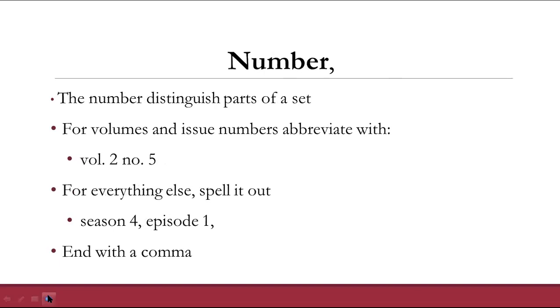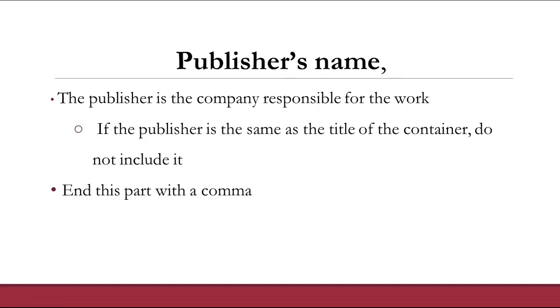The number. The number distinguishes as part of a set. So if it's volume 2, number 5, right? If it's from a show or something, it's season 4, episode 1. This is still, if this information is part of where you receive this particular source, then this is included, right? And you will separate this also with a comma.